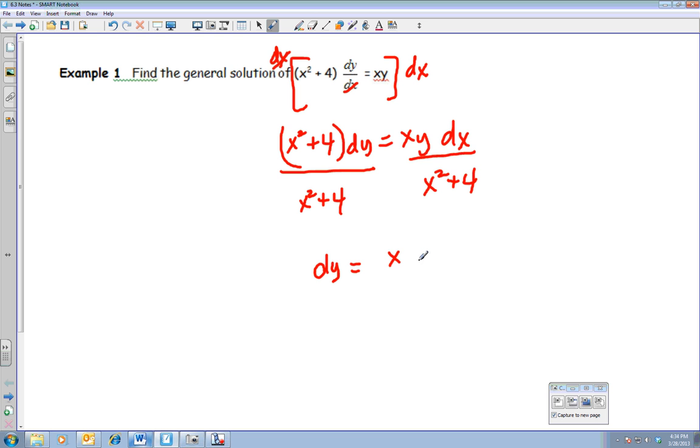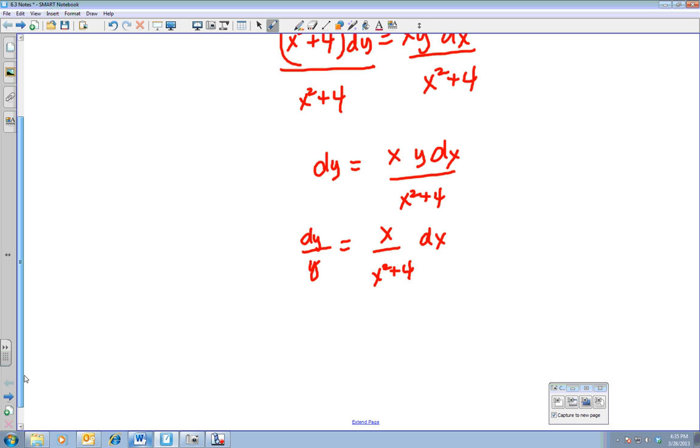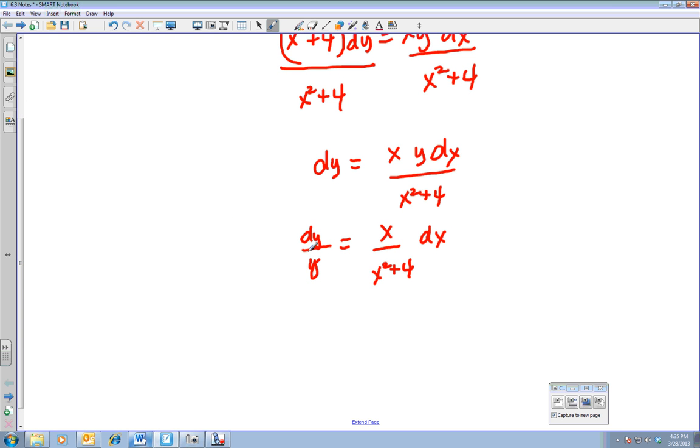equals xy dx over x squared plus 4. Now I need to get this y over on the other side, so I have to divide by y. Do you see that I would have dy over y equals x over x squared plus 4 dx. Okay, so now I have separated my variables. y is on the left, x is on the right.